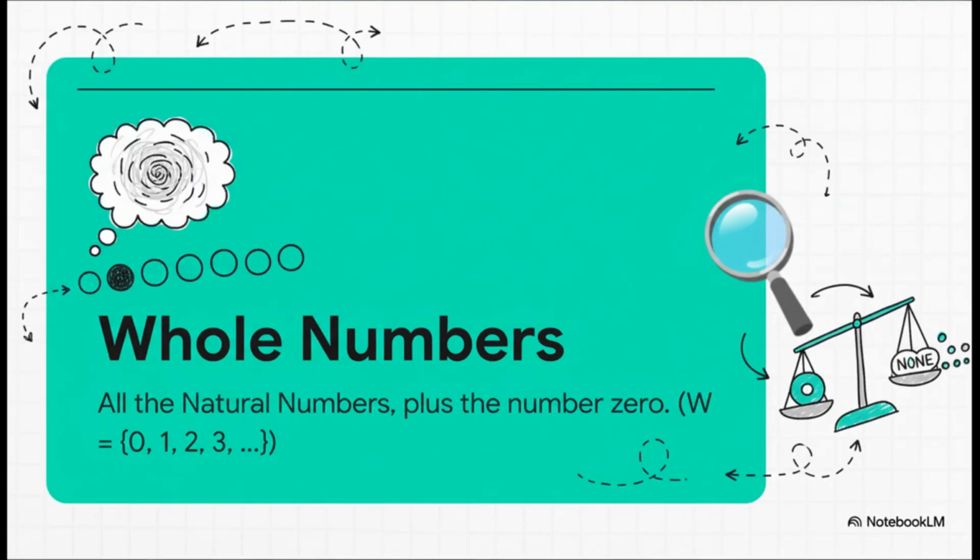So the next logical step was to add a way to represent, well, nothing. And that gives us the whole numbers. It's super simple. You just take all those natural numbers we just talked about and you add one more thing to the set, the number 0. It seems like such a tiny change, just adding one number. But believe me, it was a massive leap forward.